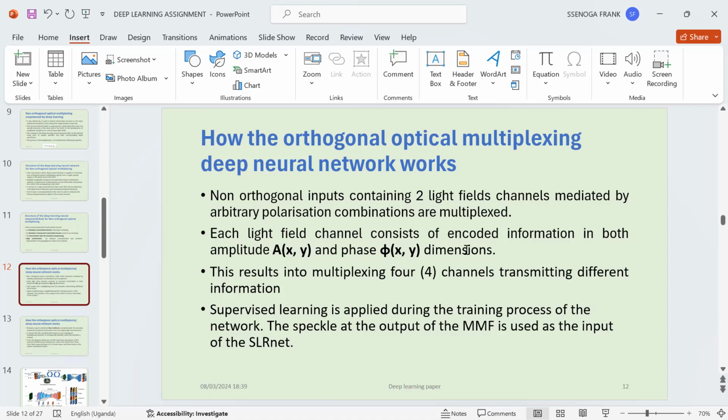Now, these are parameters that are consistent within the light fields that are fed into the neural network. The parameters are amplitude and phase dimensions.